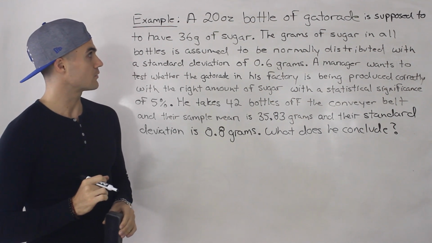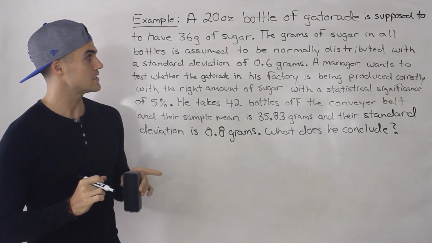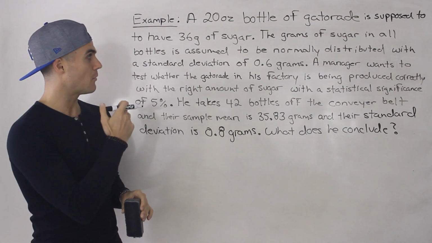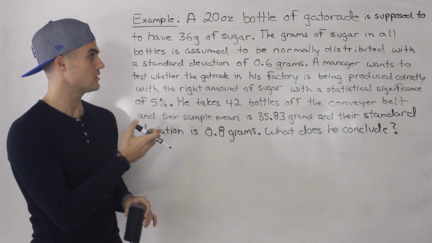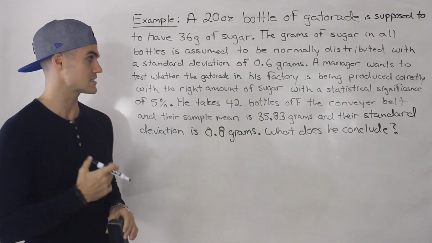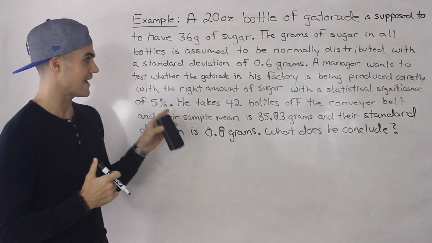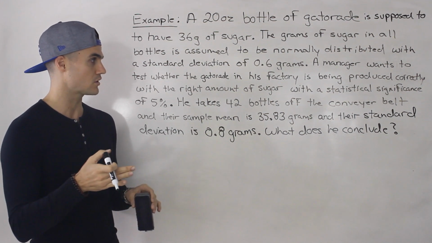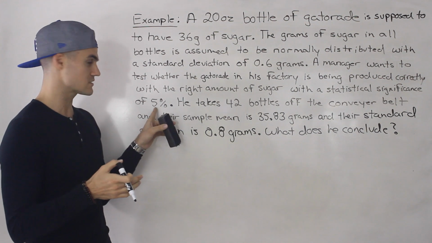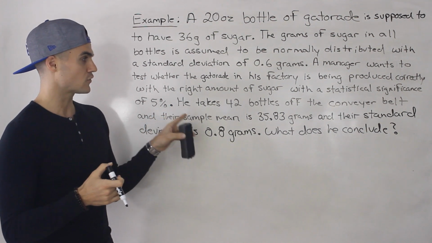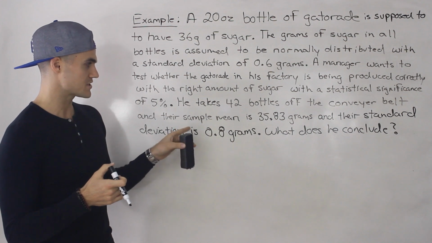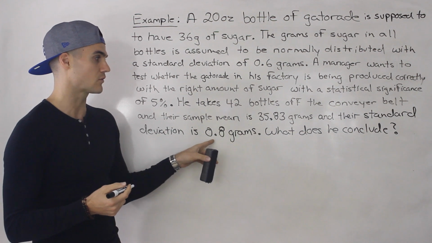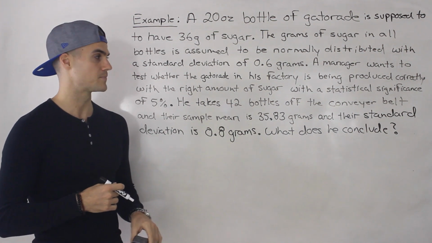So let's see what's going on here. We got a 20-ounce bottle of Gatorade that is supposed to have 36 grams of sugar. The grams of sugar in all bottles is assumed to be normally distributed with a standard deviation of 0.6 grams. A manager wants to test whether the Gatorade in his factory is being produced correctly with the right amount of sugar with a statistical significance of 5%. He takes 42 bottles off the conveyor belt and their sample mean is 35.83 grams and their standard deviation is 0.8 grams. What does he conclude?